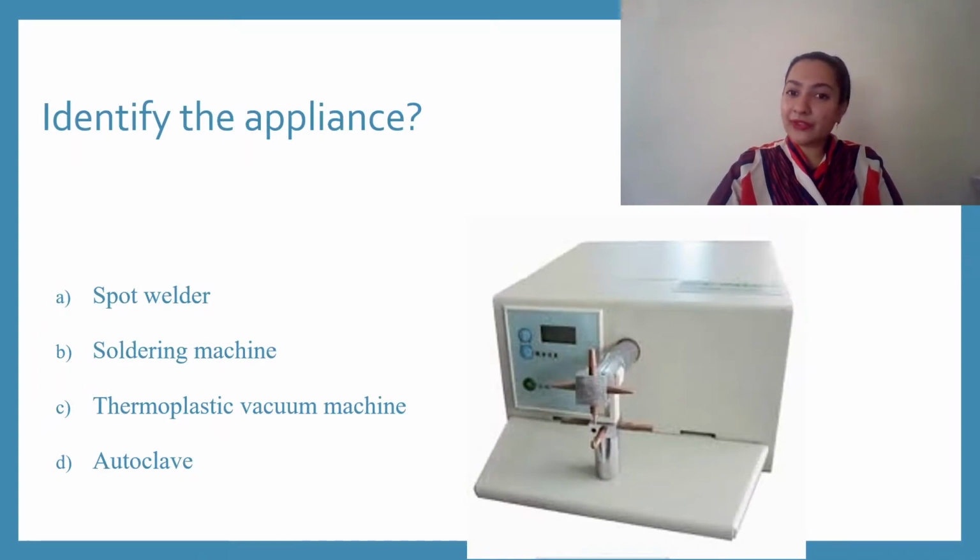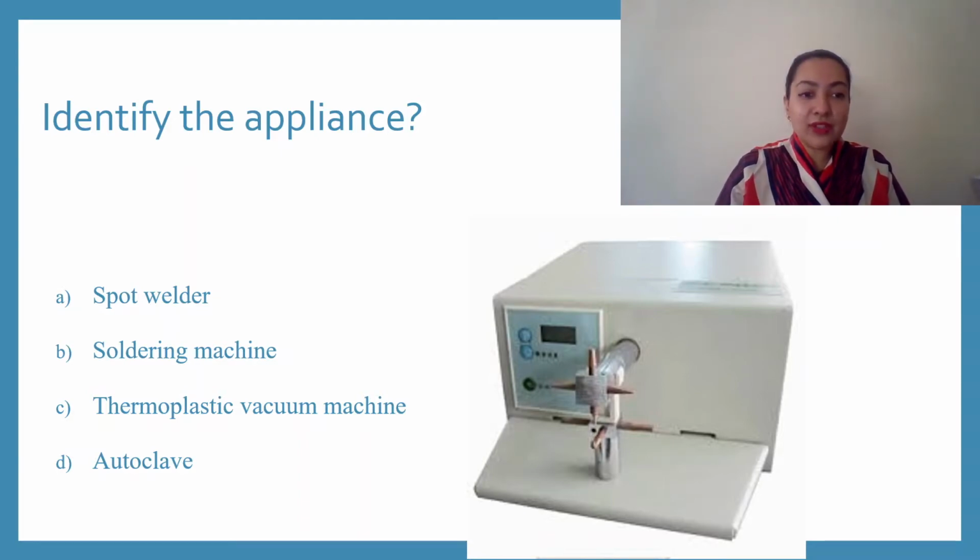Next question, identify the appliance. Again, all of you might have seen in your lab that this particular appliance or this instrument is kept. Maybe you have not noticed, but this is a spot welder. Okay, welding and soldering, these are two different terminologies. They both are used in orthodontics and welder is often used to weld a particular thing onto the band. Okay, there can be a buccal tube or any small appliance which has to be welded. It has to be spot welded. Okay, welding has to be done at a particular spot. So for that we need a spot welder. This is a spot welder.